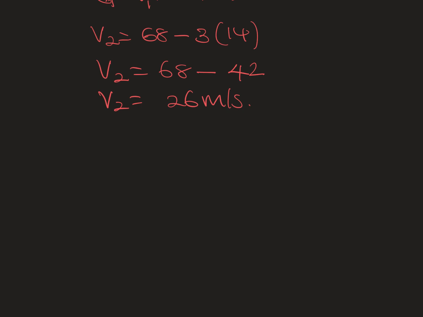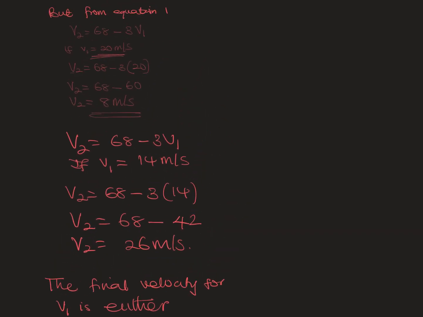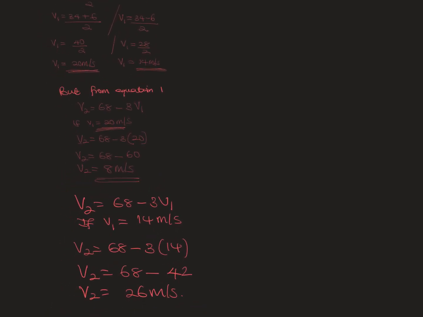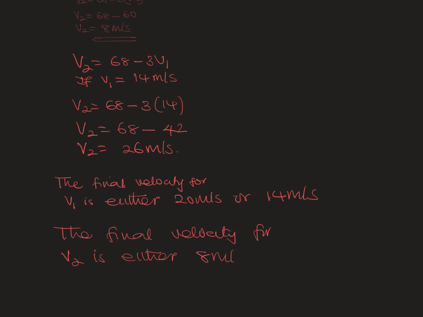So the final velocity for V1 is either 20 meters per second or 14 meters per second. The final velocity for V2 is either 8 meters per second or 26 meters per second.